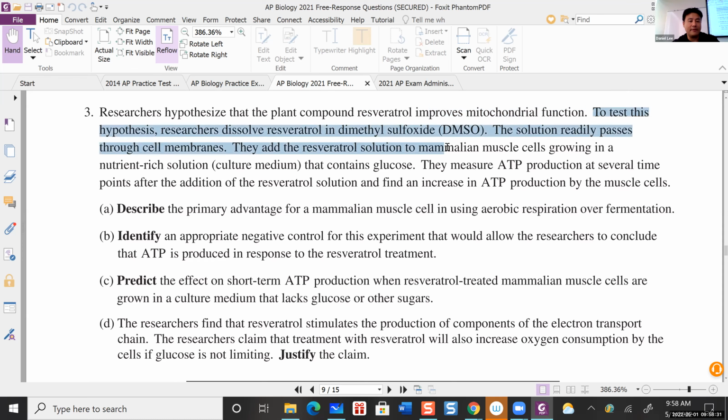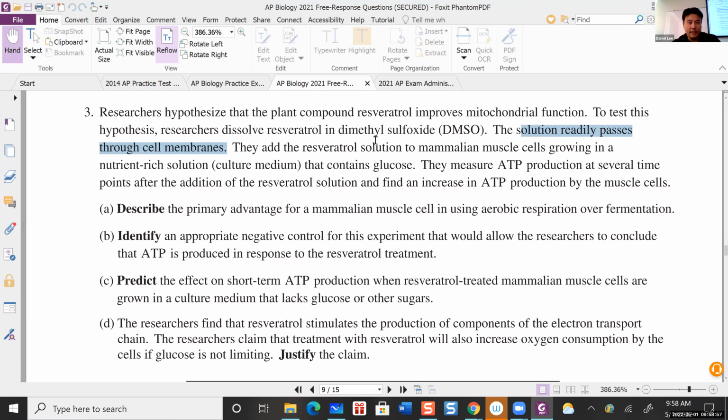To test this hypothesis, the researcher dissolved this compound in DMSO, which is a solvent. It's a very common solvent. The solution readily passes through the cell membrane. So when I read this, the first thing that popped to mind is that the solution must be nonpolar, right? You have to pass through the membrane. But that does not have to be the case, though.